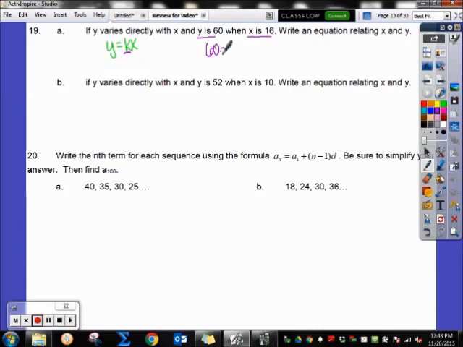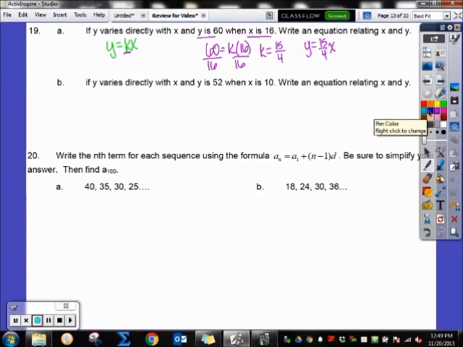So we have 60 equals k times 16. If we divide by 16, we end up with k equals, let's see, if we divide that by 4, 15 over 4. That's how we find k. And when it says write an equation relating x and y, I just need to take that 15 over 4 and plug it back into y equals kx, just like that. So y equals 15 over 4 x.